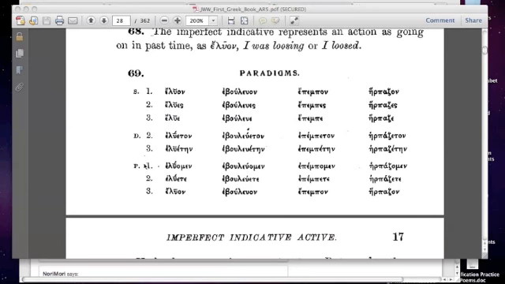In the middle here, between singular and plural, we've got, and I mentioned this very briefly before, dual number.